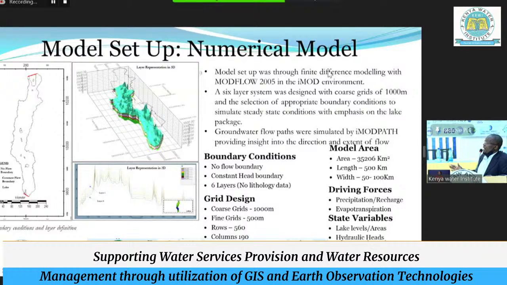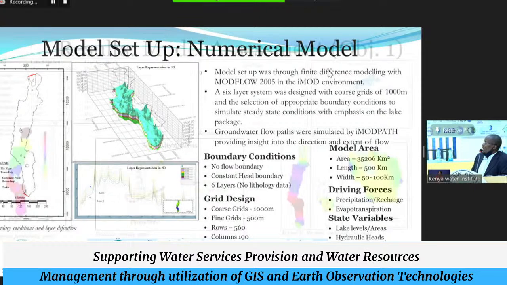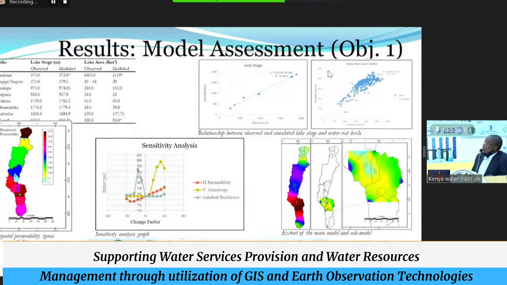Also, you have to determine your boundaries. So we used the eastern flank of the Rift Valley and the western flank of the Rift Valley. But for the north and south, we used constant head boundaries, which is a section of Turkana in the north and a section of Magadi in the south. And then we defined our model, but the layers were based on the DEM, which is also important in GIS. Next, please.